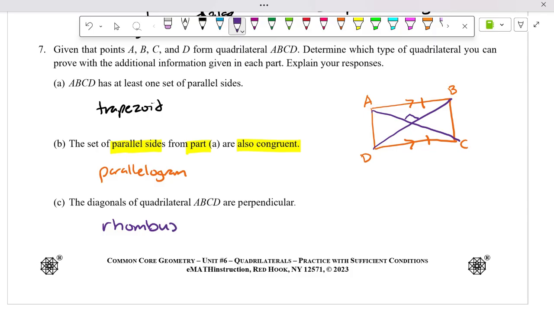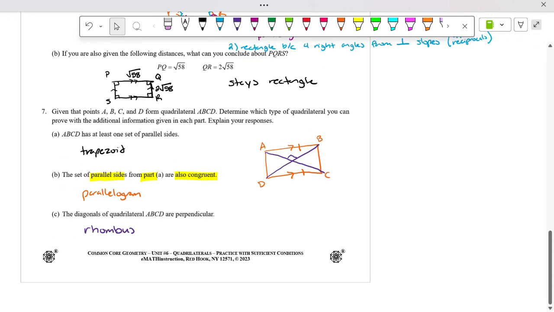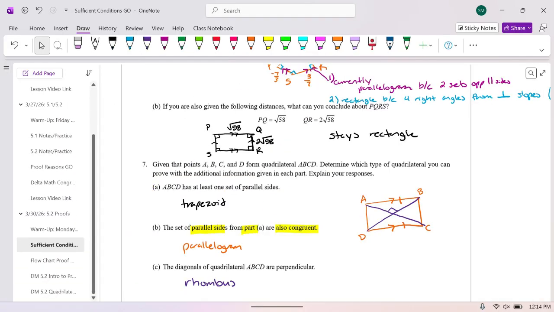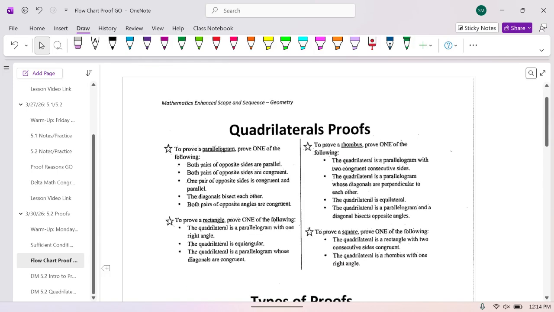So that's how proofs work. We started with a trapezoid, but as soon as we added on one more condition, it became a parallelogram. We add on another condition to that, it became a rhombus. Okay, that's how proofs work. We're adding enough evidence to make shapes. All right, so let's actually talk about proofs now. So that was just to get your mind thinking about it. Let's actually talk about it.